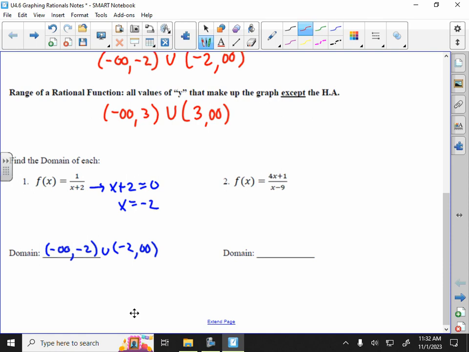Number 2, okay, again, it's based off the denominator, the excluded value. So if we set x minus 9 equal to 0 and solve it, we're going to get x equals 9. So 9 is the number that it can't be. That's the excluded value. It's also, again, the vertical asymptote. So our domain, we would say from negative infinity to 9, union 9 to infinity.